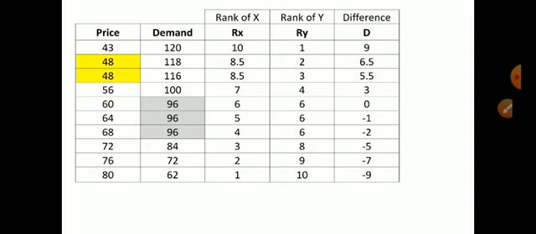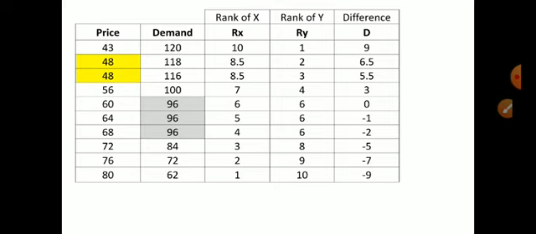The next step is to calculate D square. D square is nothing but squaring the difference, because we are going to eliminate the negative sign here. Minus into minus will become plus. That's why we are going to take the square of the difference.